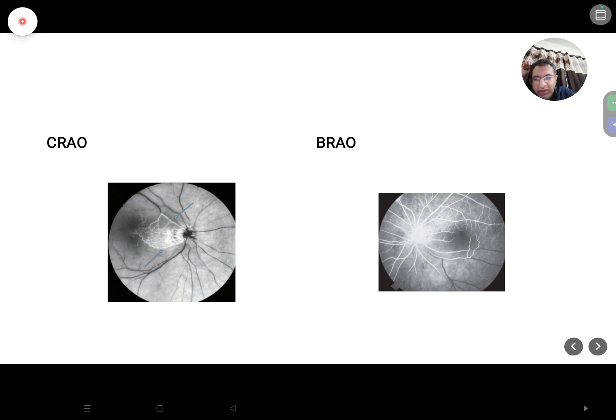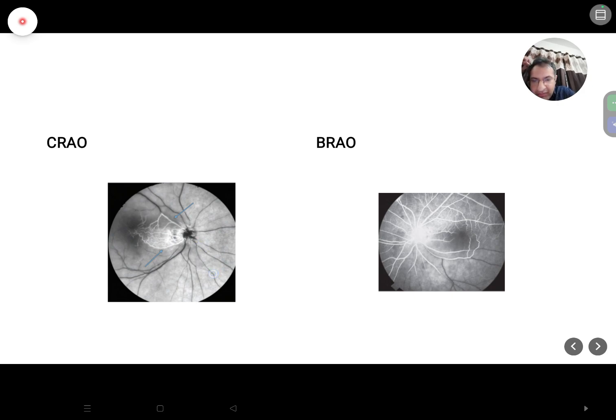In CRAO, what happens? The blood is not reaching the whole retina. There is a delayed filling. Along with that, we see some arteries supplying the macular area have filled in a retrograde fashion. So there can be some short posterior ciliary artery linked to this artery, and this is the classic angiography of CRAO patients where vision is still good.